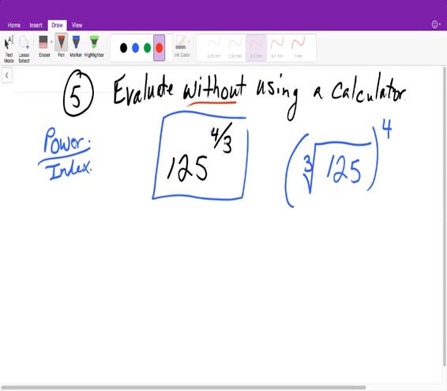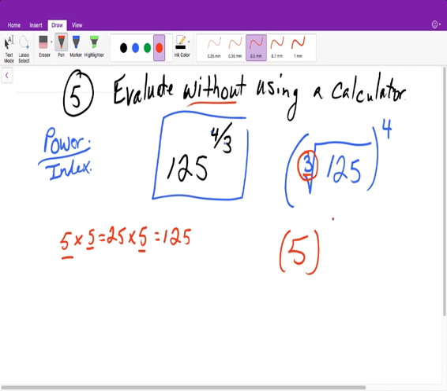However, you should know what the cubed root of 125 is. That's saying what number times itself 3 times is equal to 125. Well, 5 times 5 is equal to 25. 25 times 5 is equal to 125. So 5 times itself 3 times is equal to 125. So the cubed root of 125 is 5.